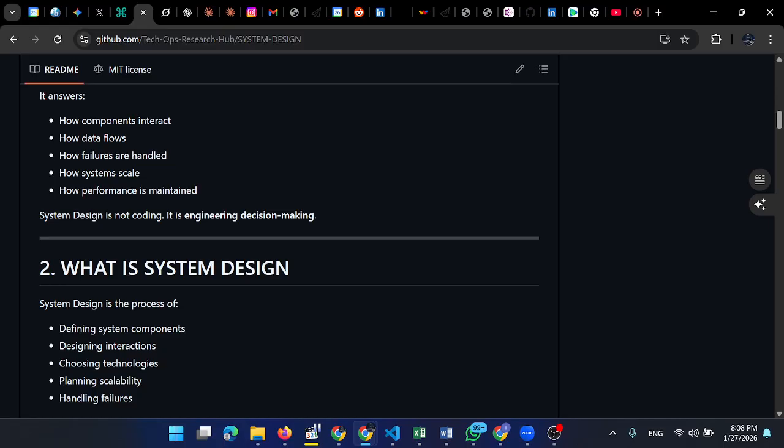You need to really sit down and understand the plans, the sitting room, the layout of the bedroom, the backyard, and all other things. So that is the work of architects. Their work is to sit down and design the actual layout in a very perfect way. So system design is not coding; it is actually engineering decision making.